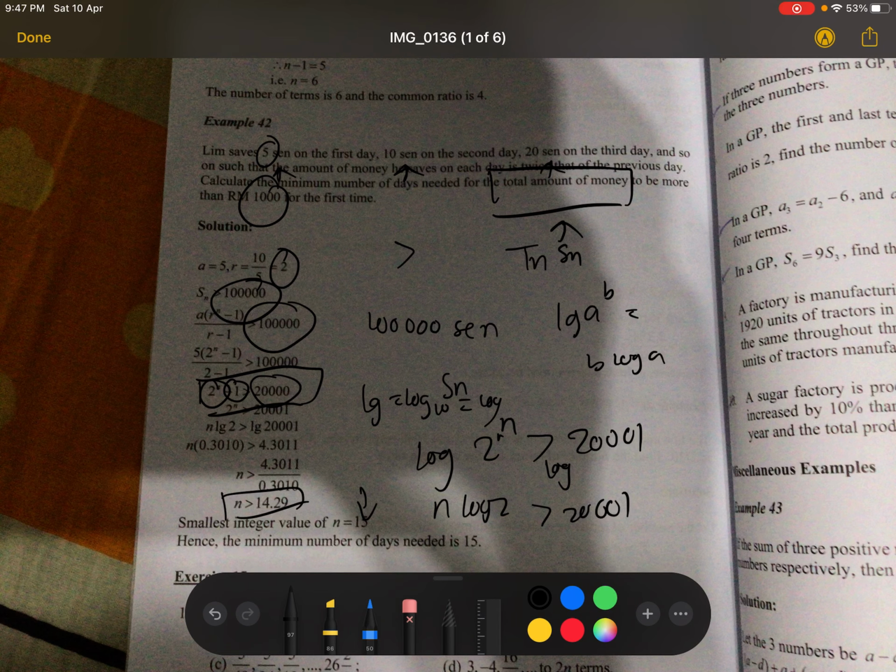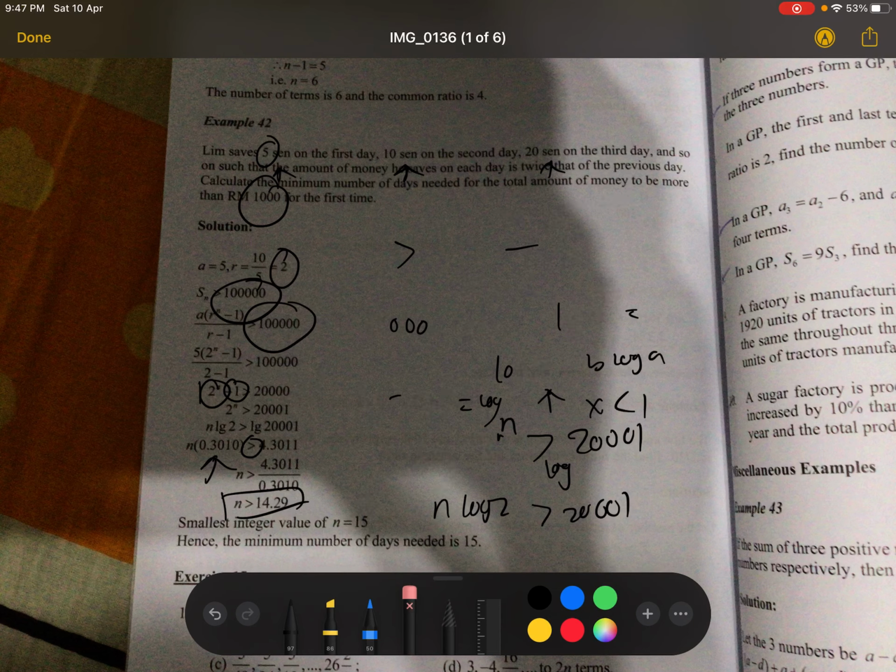However, the main thing that you need to remember here is that you need to make sure whether your log is positive or negative. Because if it's negative, remember that we are talking about inequalities here. So you have to flip the sign if it's negative. One tip that I can give you is if your x here is less than 1, then log x is negative.